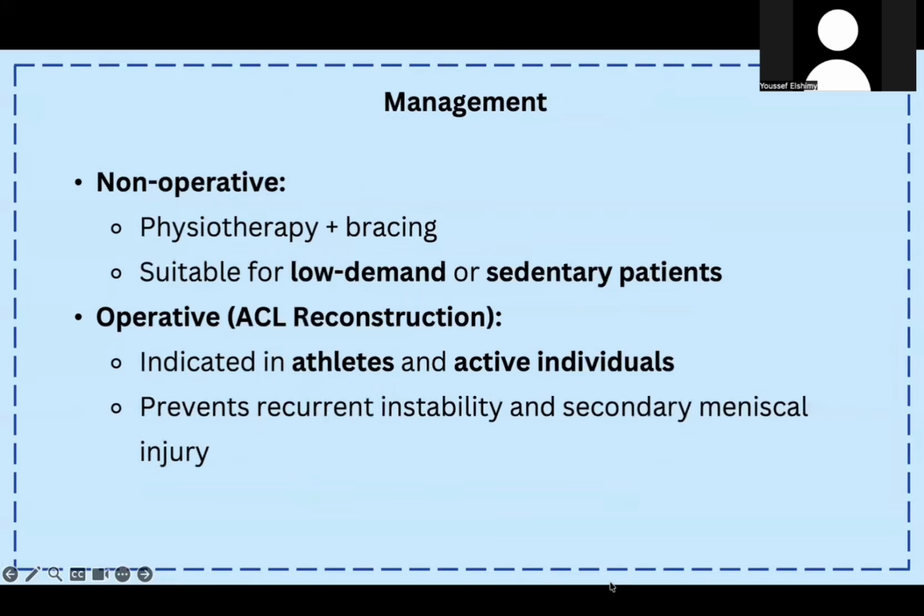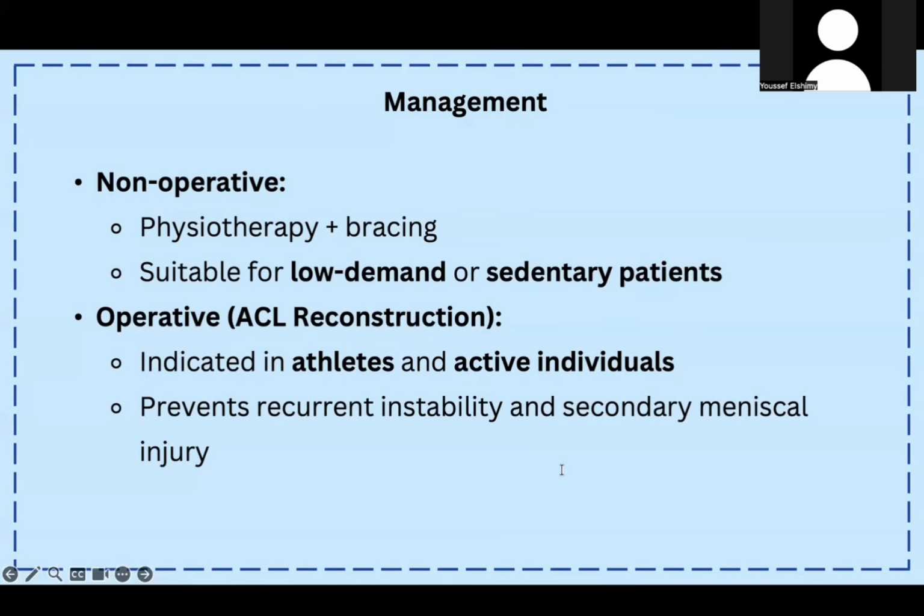So after diagnosing, how can we manage? Management of ACL injuries depends on the patient's activity level as well as expectations. We can divide management into non-operative as well as operative. Non-operative management includes physiotherapy, which focuses on strengthening the muscles like the quadriceps as well as the hamstrings, also improving proprioception as well as using a brace when necessary. This non-operative approach may be suitable for older patients or for sedentary patients.